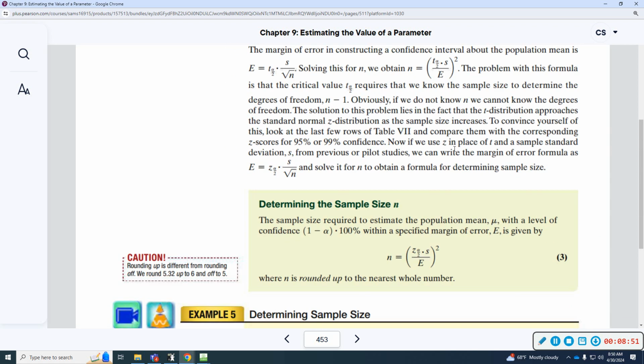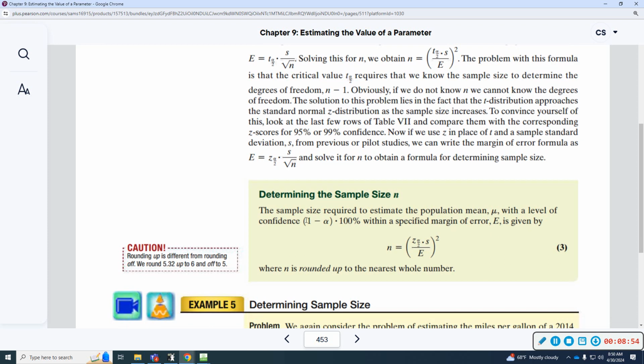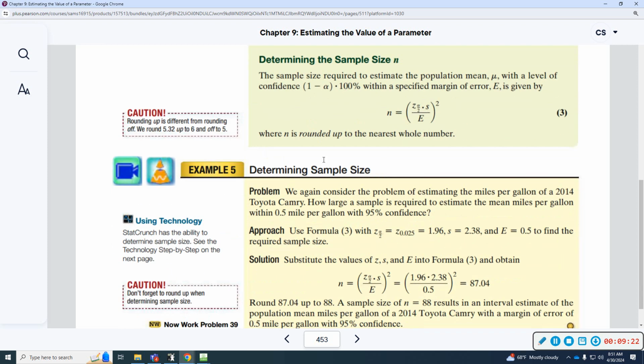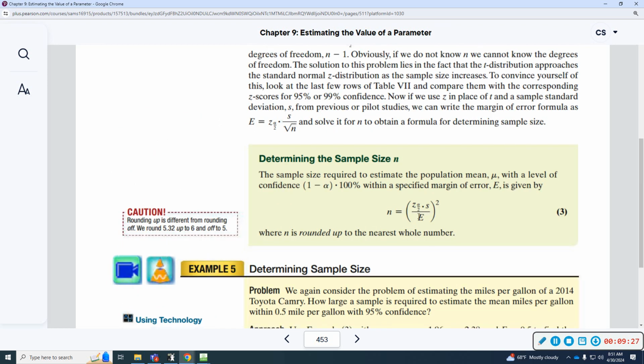And then the last thing is determining the sample size. The sample size required to estimate the population mean with a level of confidence 1 minus alpha times 100% within a specified margin of error is given by this. This is just taking the margin of error formula and working backwards. If you multiply by square root of n and divide by e, you get this part, and then you square both sides to get rid of the square root, and you get this. It's doing a little algebra, so it's not really a new formula. That's something we can get from knowing the margin of error and working backwards.